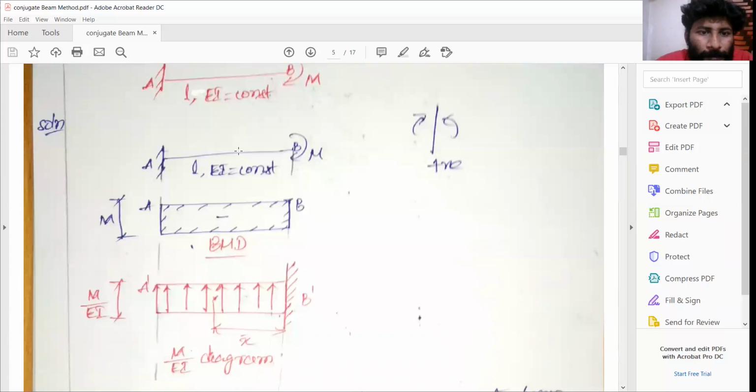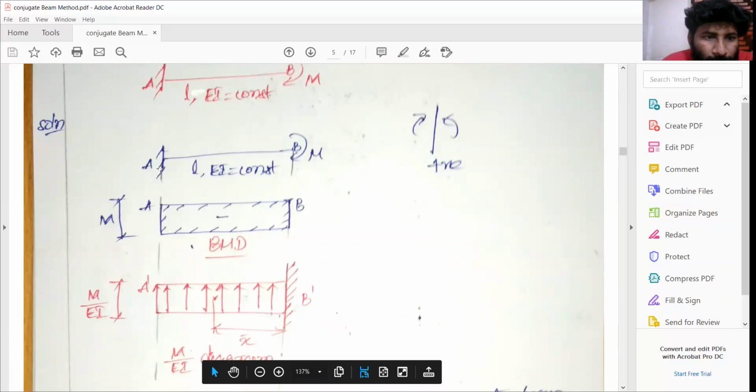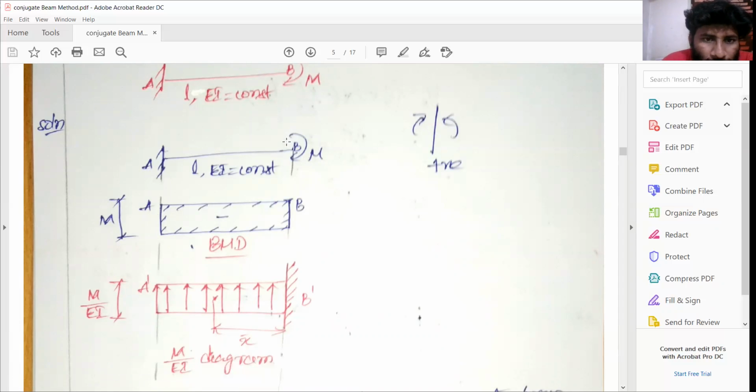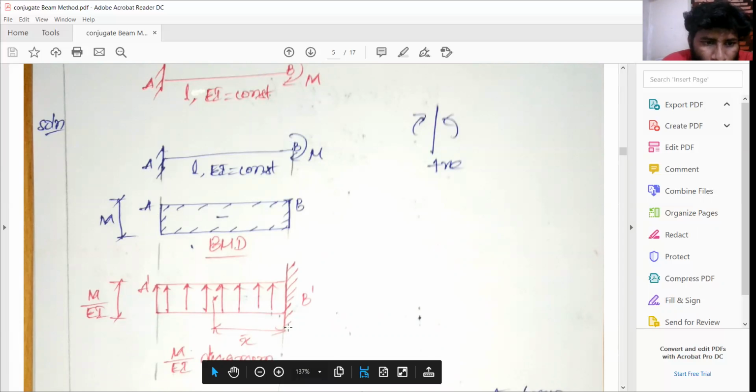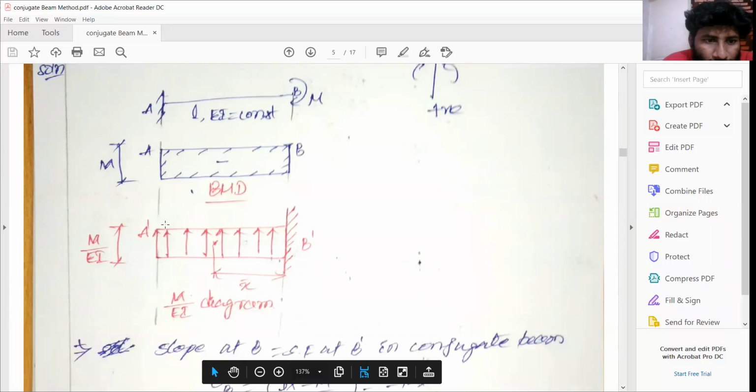Now it's a cantilever beam, so write the conjugate beam for this cantilever beam first. This fixed support will become the free end, and the free end will become a fixed support. So that's what I have written. And again, since it is negative, it is acting upward.